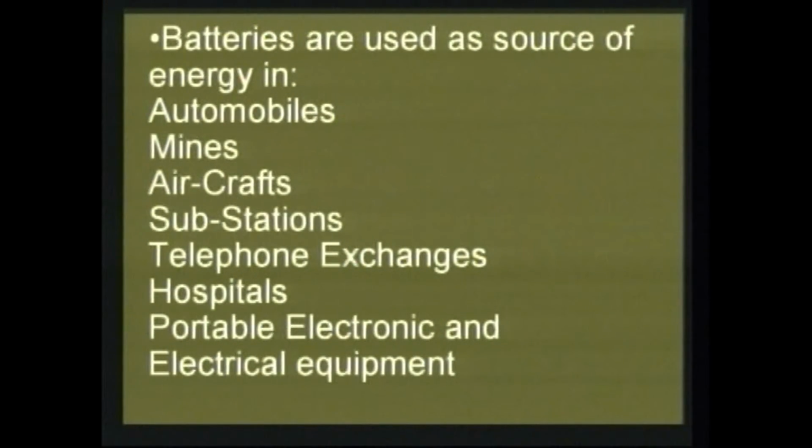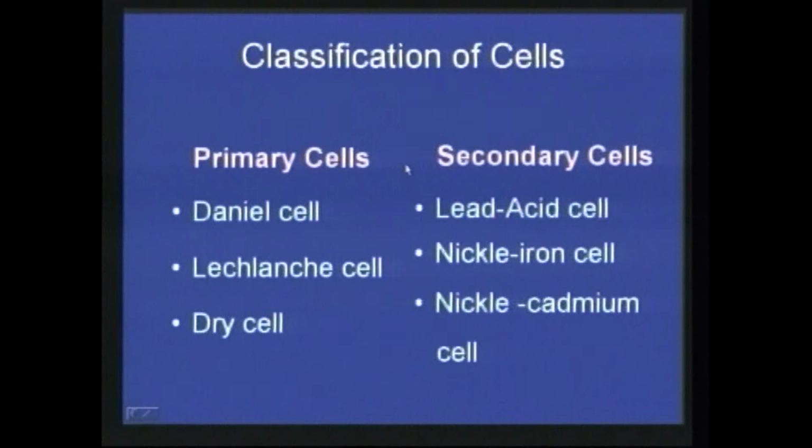Batteries are used as the source of energy in automobiles, mines, aircraft, substations, telephone exchanges, hospitals, and portable electronic and electrical equipment. A battery is a number of cells connected. The cells can be connected either in series or series-parallel combinations. The cells connected in groups are called batteries. Cells are basically classified into two types. They are primary cells and secondary cells.